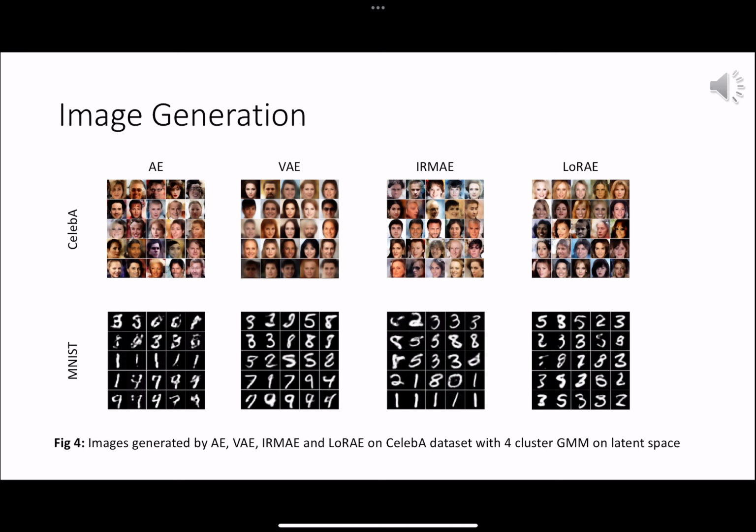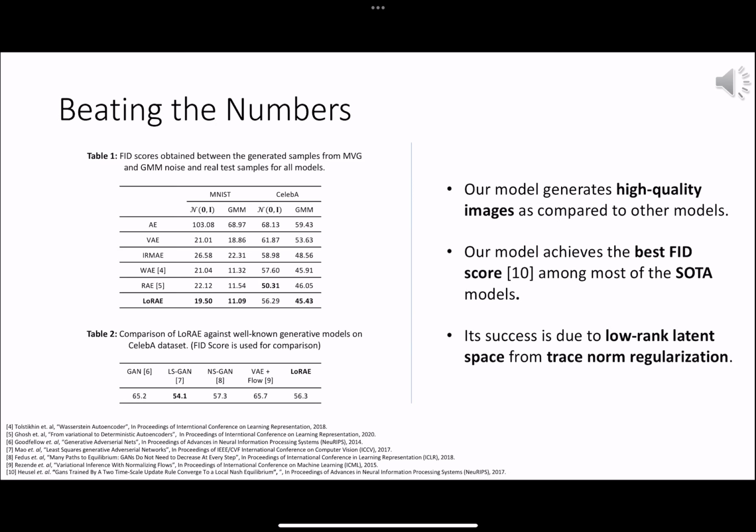While the VAE tends to generate blurry images due to its probabilistic nature, our model is able to create sharper and more defined images. We evaluated our model's generative capabilities against other top deterministic autoencoders, including the Wasserstein autoencoder, WAE, and the regularized autoencoder, RAE. To assess the quality of the generated images, we used the Frechet inception distance, FID, score.